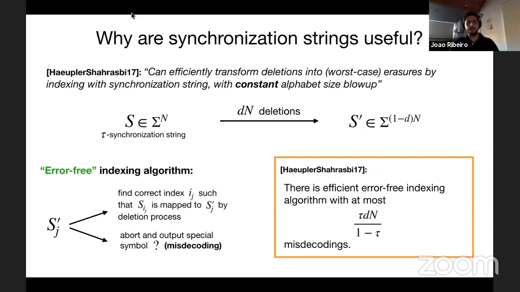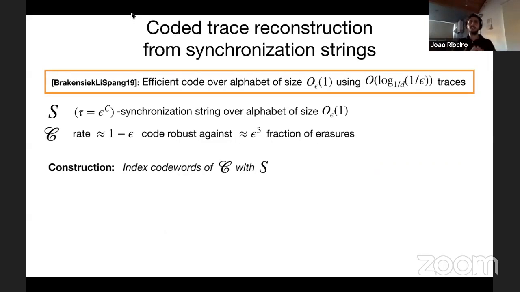Okay, so moving on, the construction is exactly like I was saying. You just take a code, say over even a binary alphabet, that corrects a decent fraction of erasures, and the code has high rate. And then you index the code words of C with the synchronization string S. Now, since the synchronization string S has alphabet size that only depends on epsilon, and the same is true for C, you get a code over an alphabet also of size only depending on epsilon, which is what we wanted.